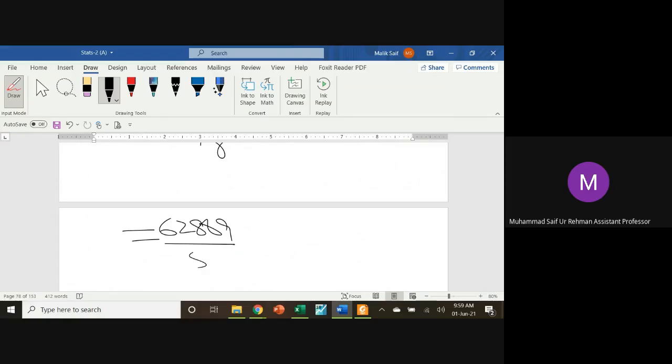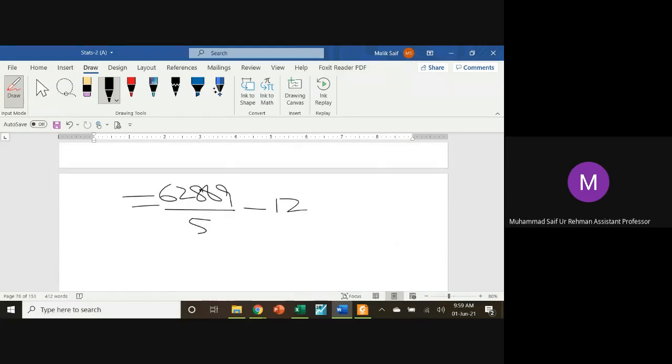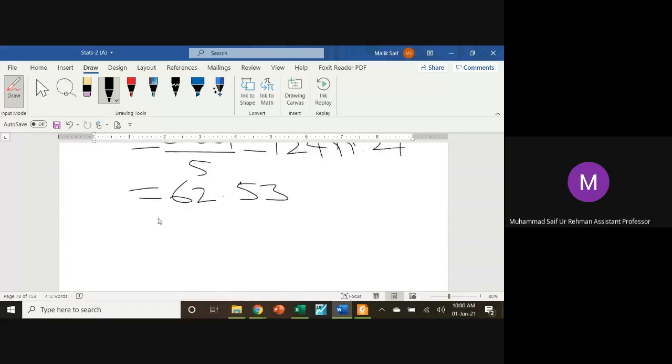62809 divided by 5 minus correction factor was 12499.27. So see what is the answer. Help me, because we don't have time. 62.53. Right. So this is your variation between shifts. You will find it out in this way.